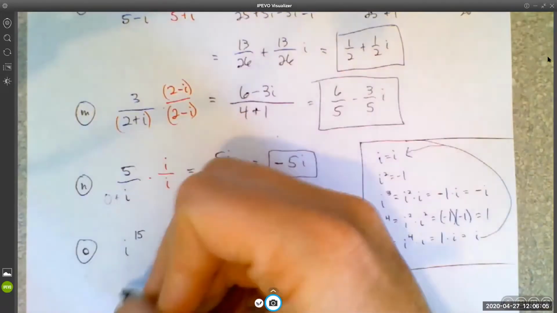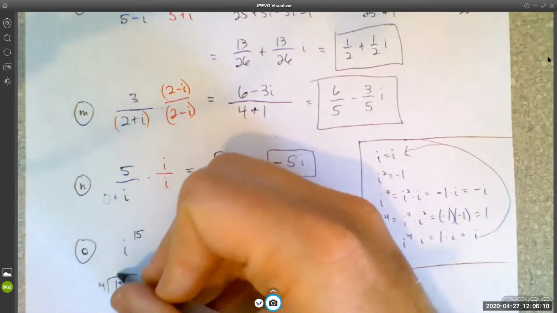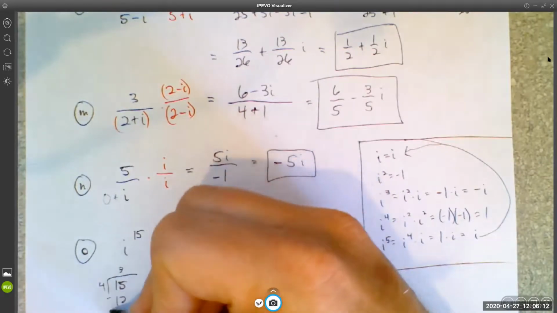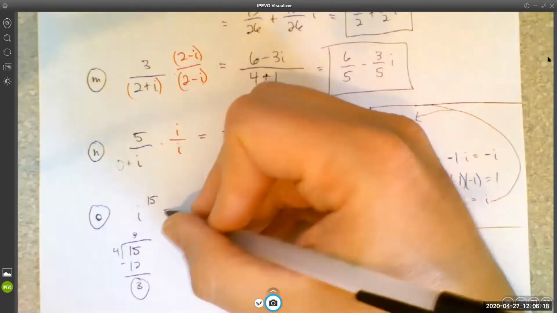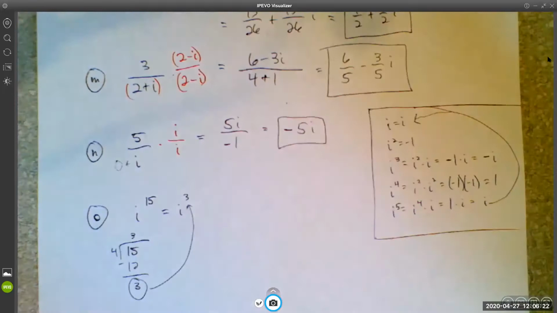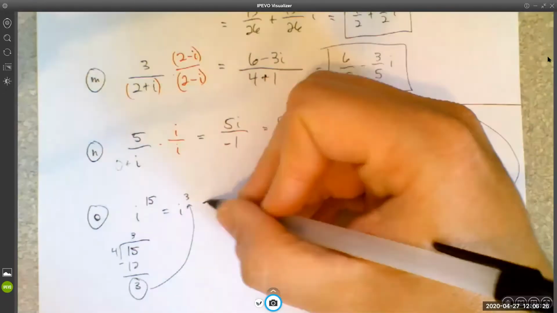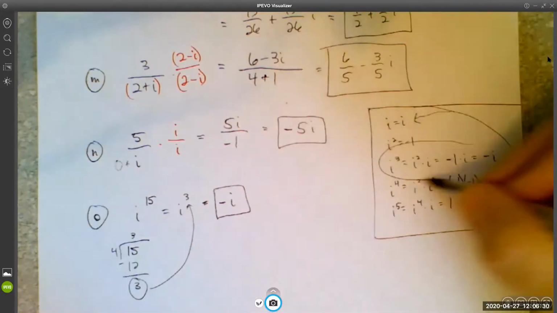So in this case, if I take 15 and divide it by 4, 4 goes into 15 3 times, with 3 left over. So i to the 15th is the same thing as i cubed. Okay, that's what that tells you. And i cubed, of course, could be rewritten as negative i, as we saw over here, right? i cubed is the same thing as negative i.